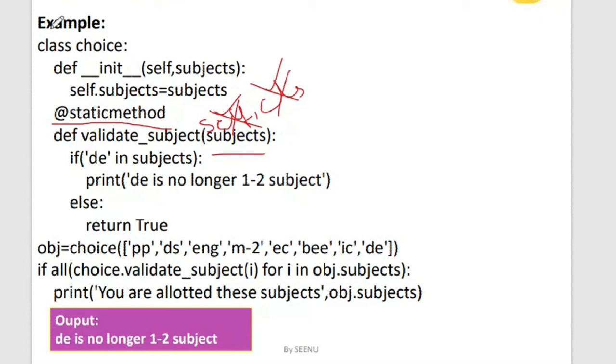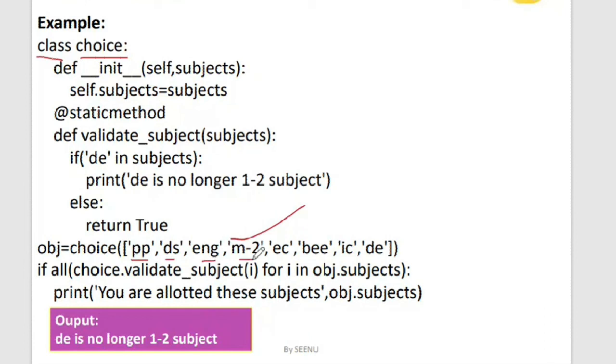So how do we work with the static methods? This is the class with the name Choice. Inside this class I'm having the init method, which is doing the initialization. Here you can see that I am having a list. The list is of subjects: PP, data structures, English, maths, EC, and I have taken all the subjects that you are studying. And D, what is D? Your digital electronics subject, which was there earlier in your syllabus.